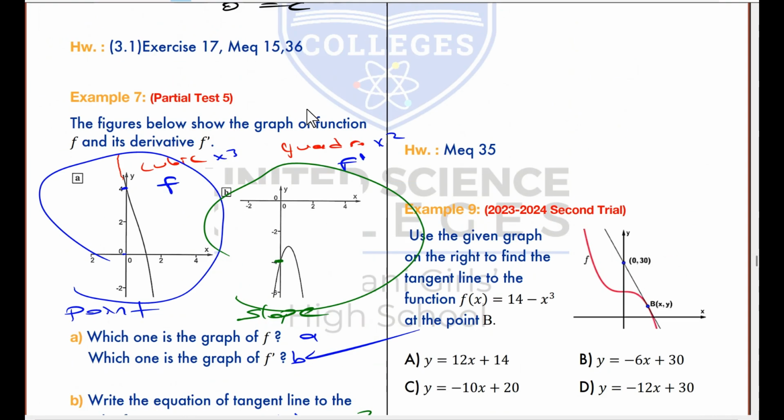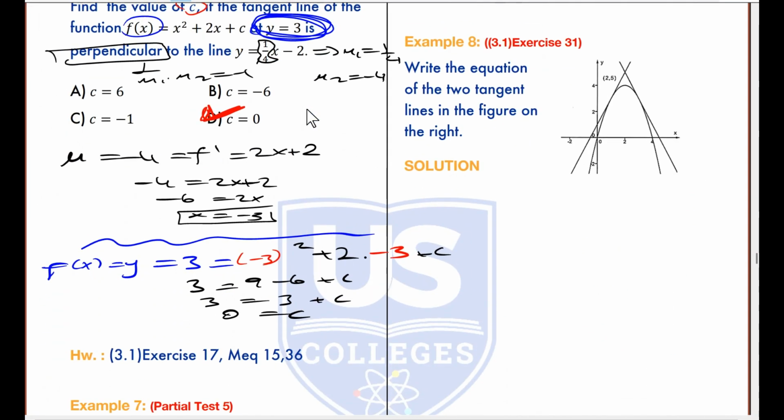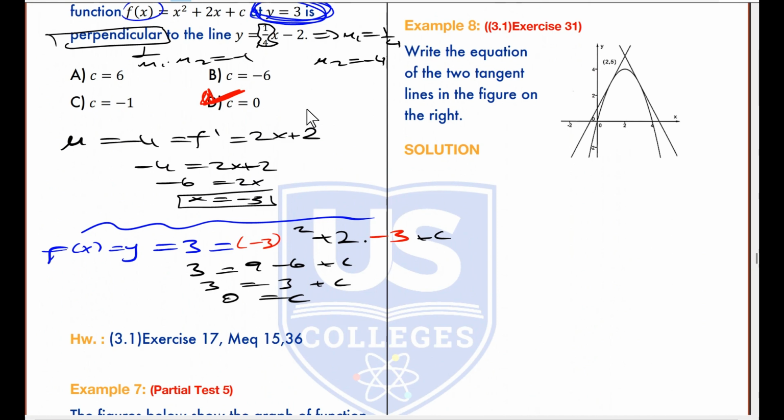Alright, so we have similar questions. There's another question in the book, in the exercises part. It's asking about writing the equation of two tangent lines. I am not going to solve it, I am just going to show you how to solve it. We are given one point, (2, 5). In this line, we have another point here. This point is not that clear, but let's assume it's (1, 3).